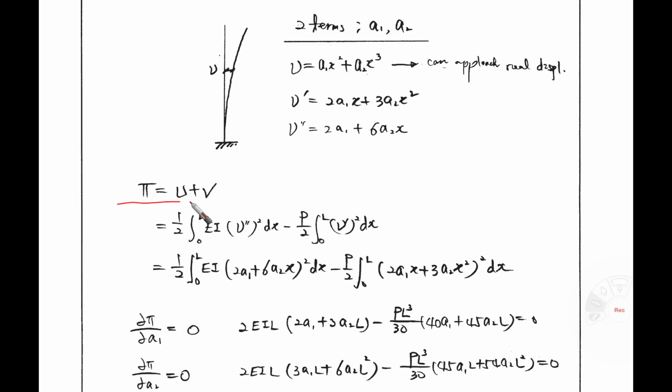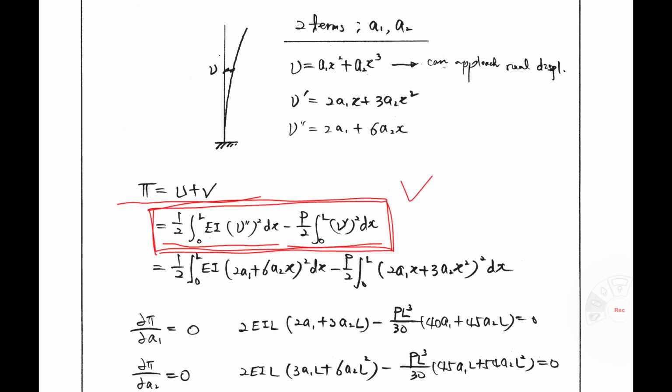The total energy is strain energy plus potential energy. Strain energy can be written like this. Potential energy can be written like this. It is a very standard equation. You need to memorize this standard equation. As long as you know this equation, you assume some displacement shape like that. So you take the second derivative value here. You take the first derivative here. That's it. And then integration. Then you can get the solution.